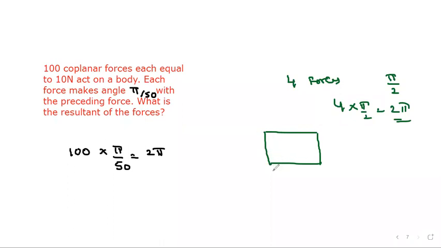When it forms a closed shape, what is the resultant force? This is 10 Newton, this is 10 Newton, this is 10 Newton, this is 10 Newton. And here, these two 10 Newton forces are in opposite directions, so they will cancel. One is plus 10 Newton, the other is minus 10, so plus 10 minus 10 cancels. So the resultant will be 0. In the same way, if the total angle is 2 pi, then it will form a closed shape and the resultant will be equal to 0.